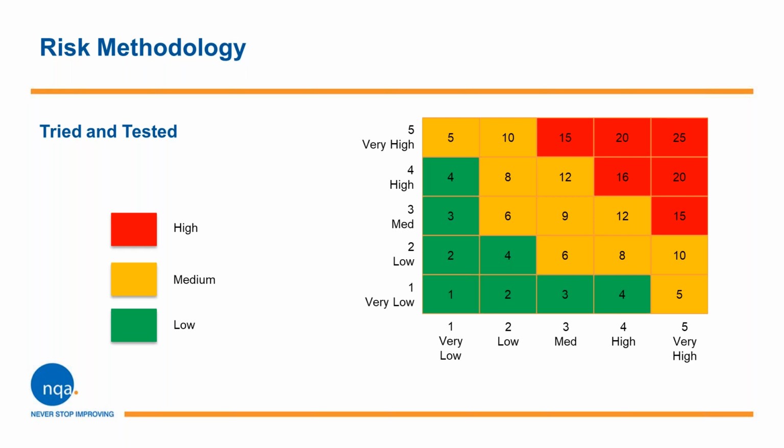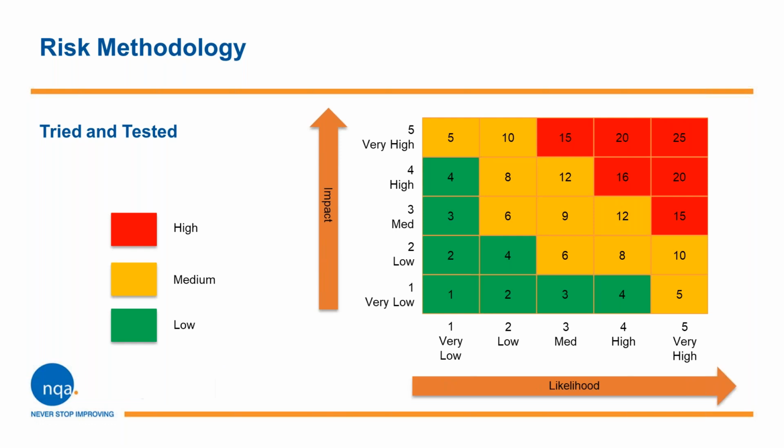So in this example, we can see that we've got a 5x5 matrix. We've got impact up the side and likelihood along the bottom. So up the side, we've got: if this risk happens, if this threat materializes, what is the impact to the business? And then along the bottom, we've got: what is the chance of this happening?